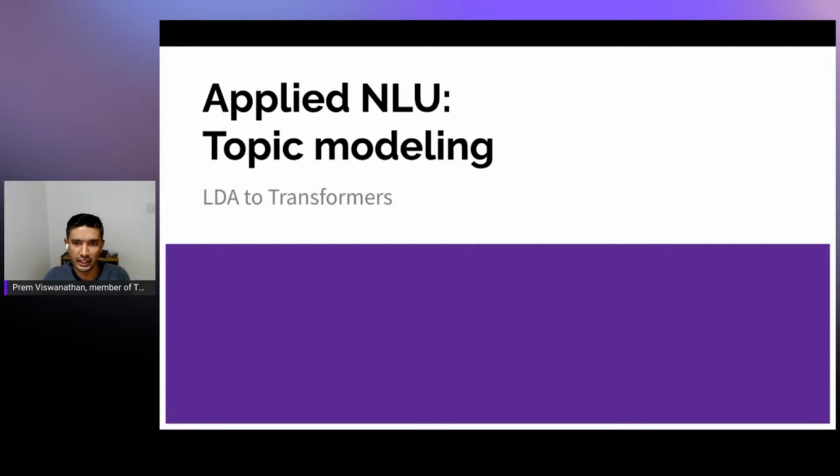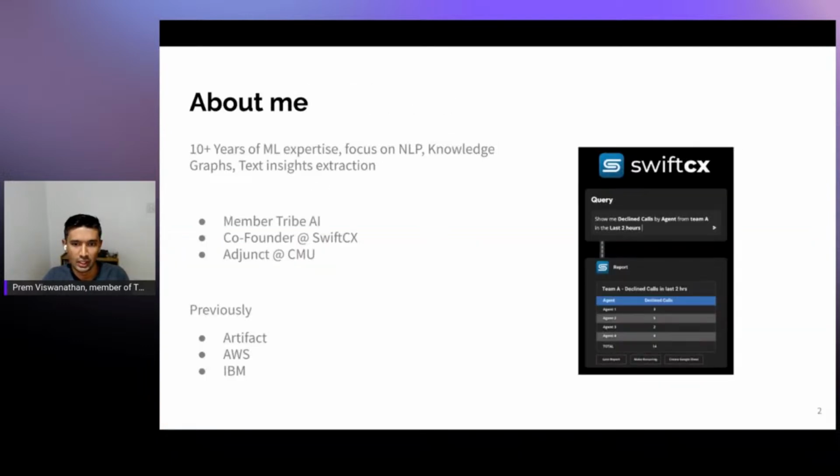So the agenda for today is, quickly, in addition to what Natalie said, a brief background about me. I've spent about 10 years of ML expertise in large companies and startups. Much of my focus has been around natural language processing and natural graphs. It's more about extracting information from unstructured data and either organizing it as a knowledge graph or serving downstream use cases like topic modeling and customer insights.